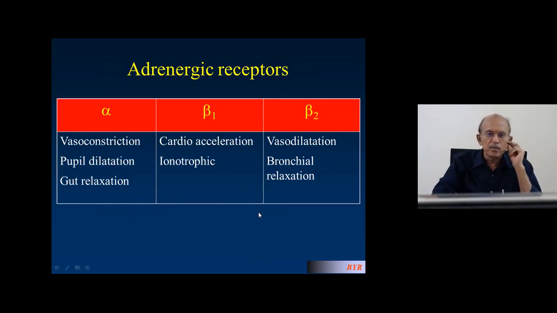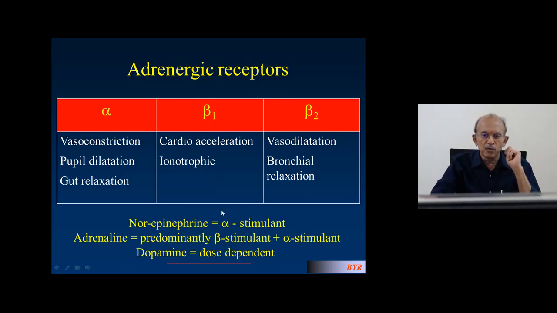So the inotropes, you can classify them. These are the adrenergic receptors in the body: alpha, beta 1 and beta 2. Alpha stimulation causes vasoconstriction, pupillary dilatation, gut relaxation. Beta 1 stimulants cause cardiac acceleration and inotropic effect. Beta 2 receptor stimulation causes vasodilatation, bronchial relaxation. So there are varied effects by the stimulation of adrenergic receptors. You probably must have studied them in your physiology as well as in your pharmacology.